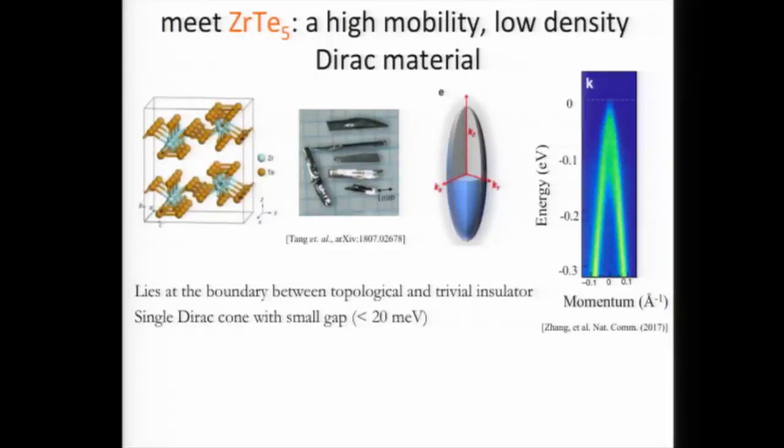So photoemission studies have shown that you do have a cone. They disagree about whether there's a gap, but if there is a gap, it seems to be smaller than 20 millivolts. So there may be a gap, but it's a very small one.